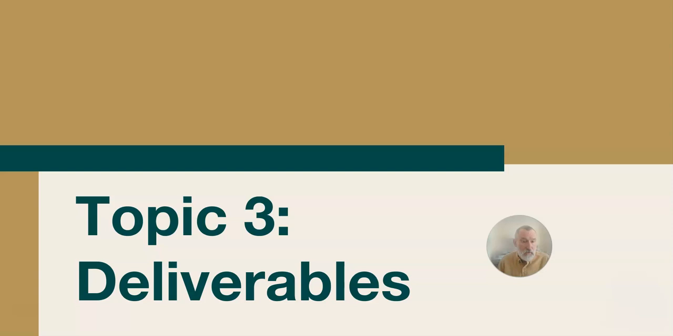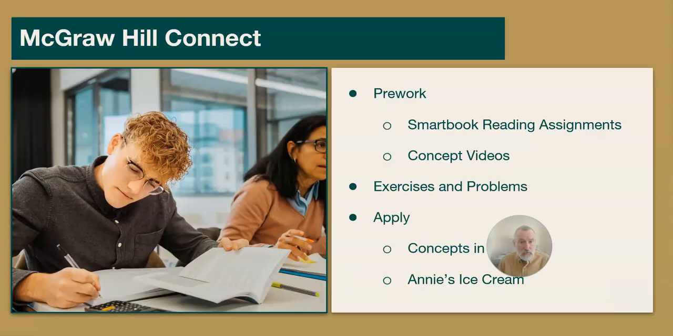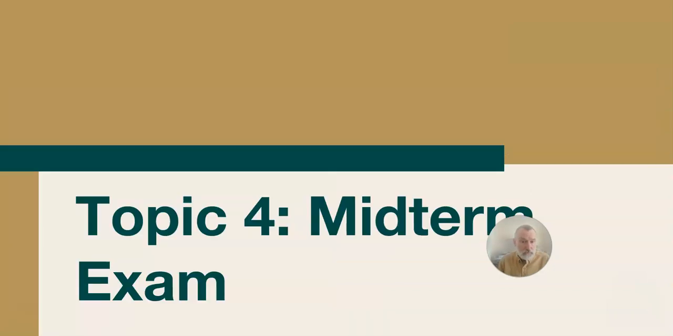Let's take a quick look at the assignments you have in this module. Again, you're going to complete your homework in McGraw-Hill. Nothing new there. You'll do your reading and SmartBook assignments for Chapter 7 and 12, followed by those concept videos to reinforce the topic. Once you've completed them, you move on to your homework problems as you've done in previous modules. Finally, you have an opportunity to apply your knowledge with the concepts and practice exercises in our Annie's Ice Cream simulation.